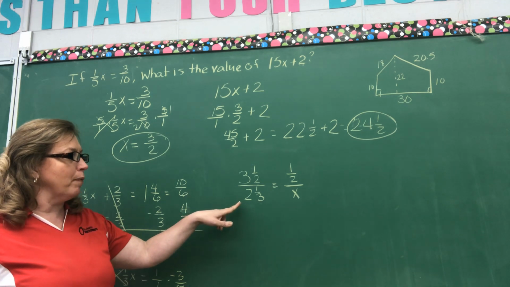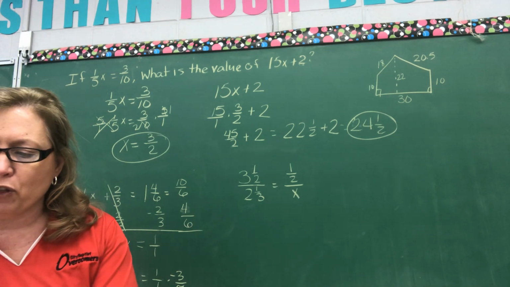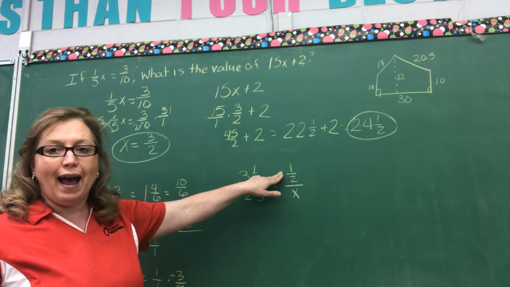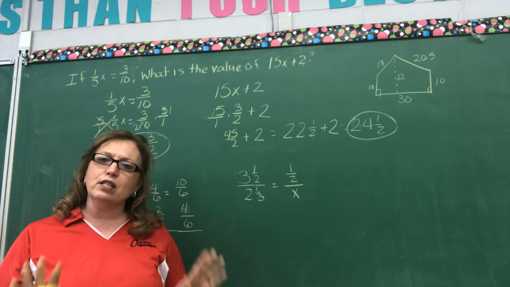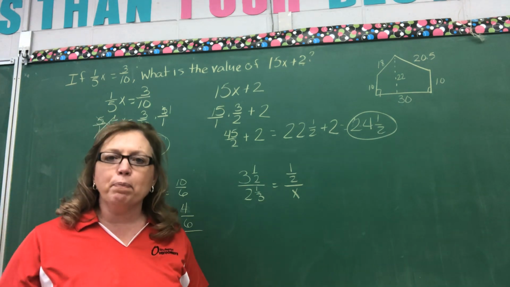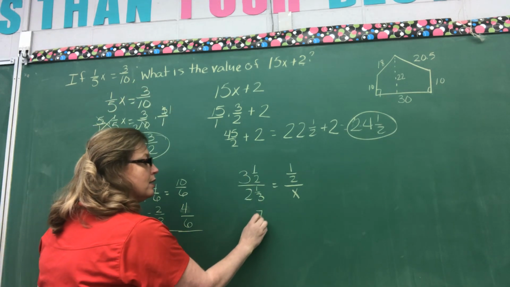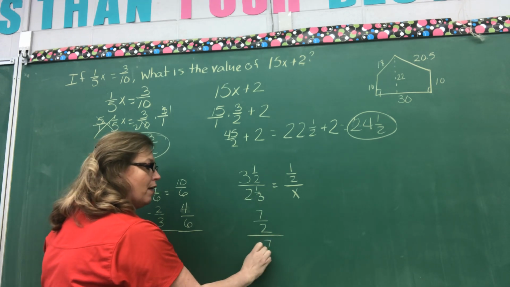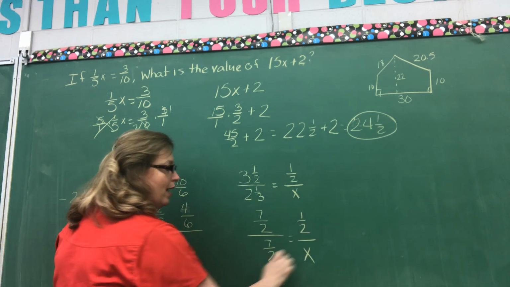Let's look at this problem. Make sure Mrs. Turner's written the whole problem down. We have 3 1/2 over 2/3 equals 1/2 over x. The first thing we're going to do is change all of these fractions to improper fractions. So 3 times 2 plus 1 is 7 over 2. 2 times 3 plus 1 is 7 over 2. And that's going to equal 1/2 over x.